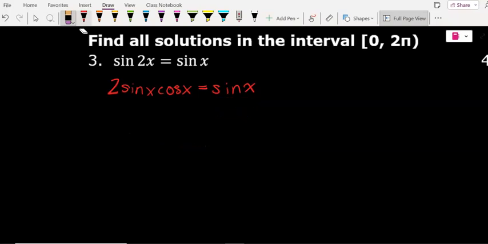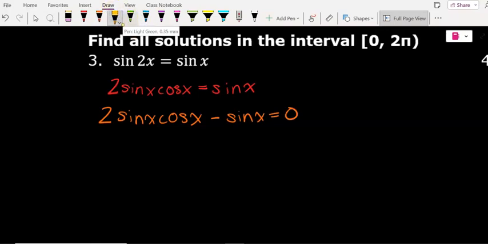So instead, anytime you see something that you could cancel out like that, where I have something on both sides, you need to bring it over to the left or the right, whichever side, and set it equal to 0 so that you can factor. So here I have 2 sine x cosine x minus sine x, and that's equal to 0. So now I can look at that and see what do they share. Well, both terms have a sine, so I can factor that out.